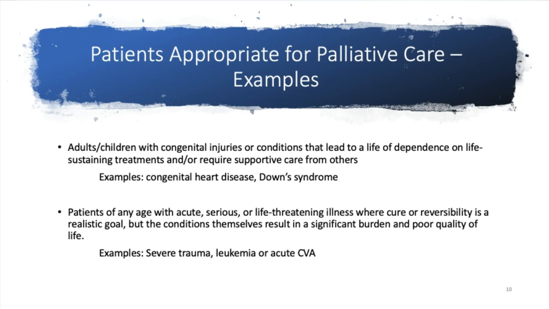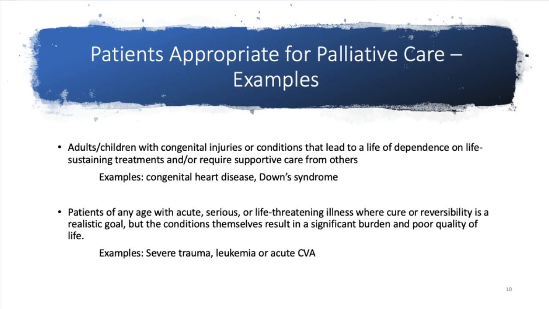So some of these diseases here: adults or children with congenital injuries or conditions that led to a life of dependence on life-sustaining treatment. This can be congenital heart disease, Down syndrome, patients of any age with acute, serious, or life-threatening illnesses where a cure or reversibility is not a realistic goal. So like a severe trauma or leukemia, acute CVA.